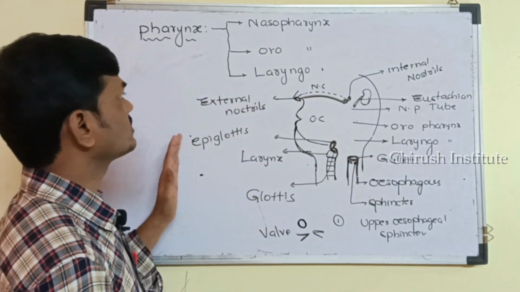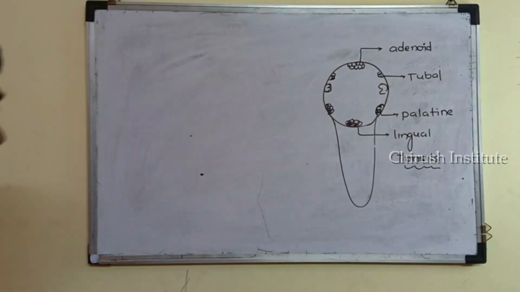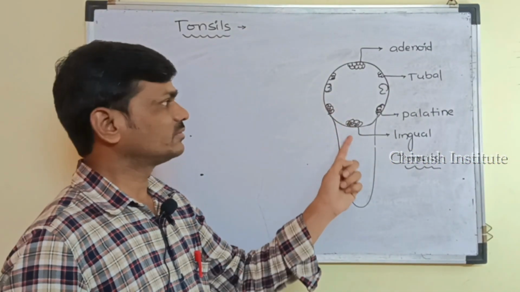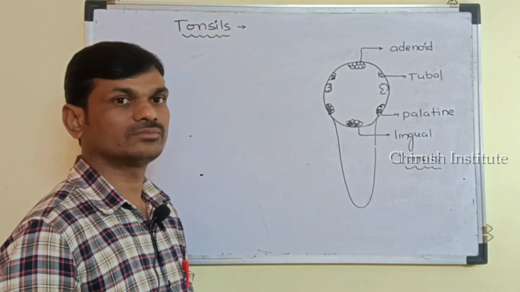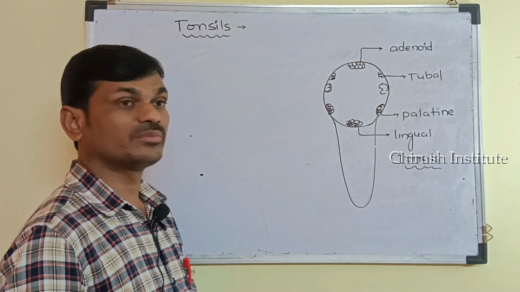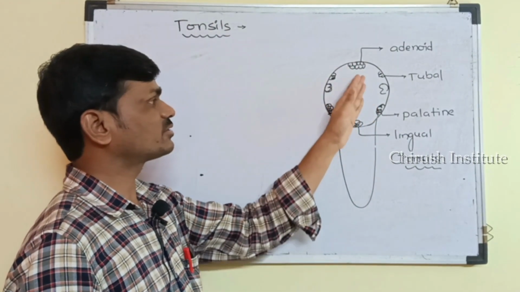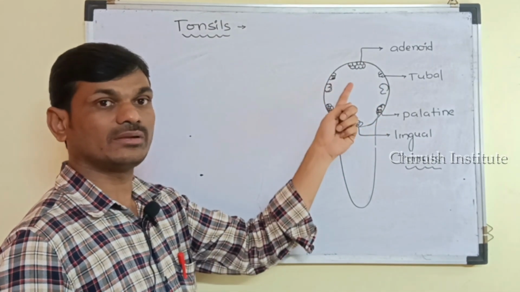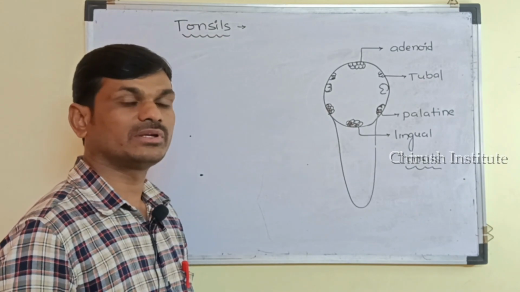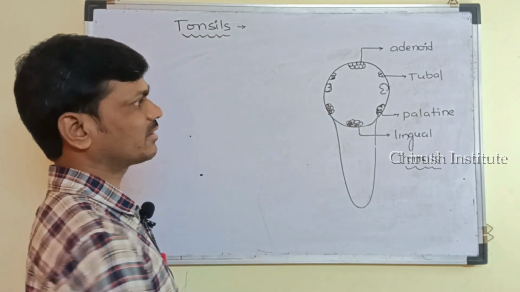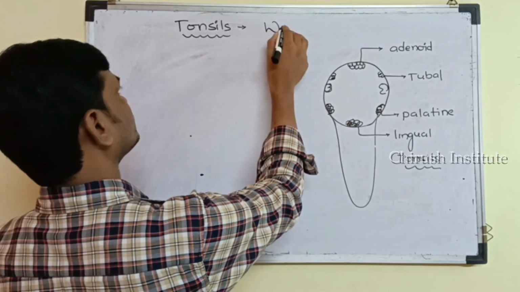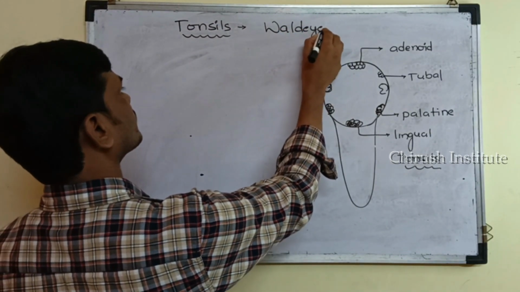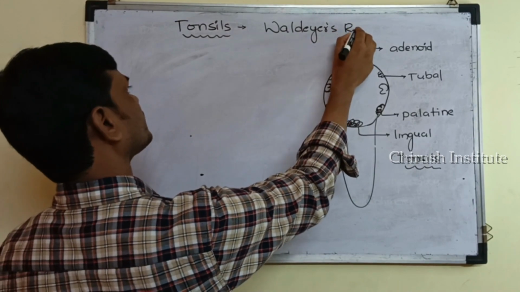Okay, so this is about the pharynx. Next, the tonsils. Tonsils are present on either side of the pharynx. You can see this is the pharynx, and the tonsils are arranged on either side of it. This arrangement of tonsils around the pharynx we are calling Waldeyer's ring.